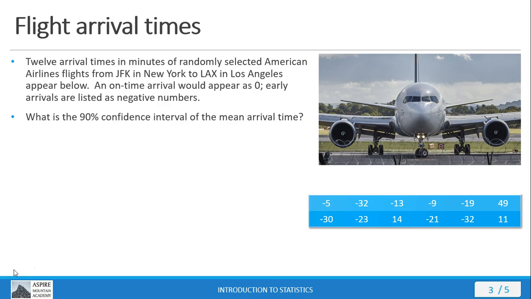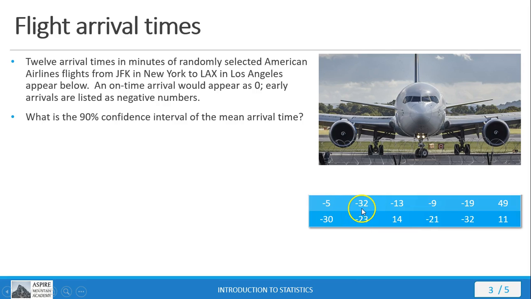Let's look at another example involving the arrival time of airplane flights. So 12 arrival times in minutes, randomly selected American Airlines flights from JFK in New York to LAX in Los Angeles are here in the table. An on-time arrival would appear as 0. Early arrivals are listed as negative numbers. So here in the table, we've got the first value, -5. So that means this flight arrived 5 minutes early.